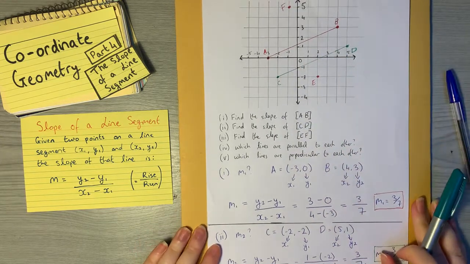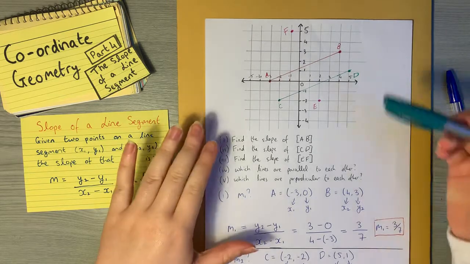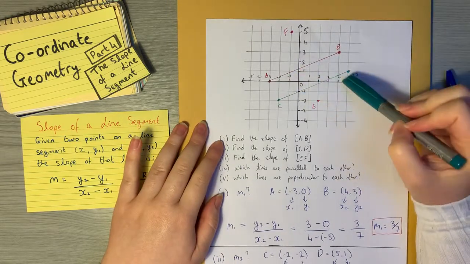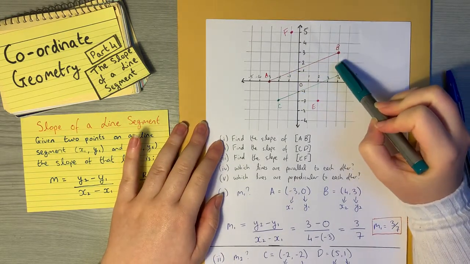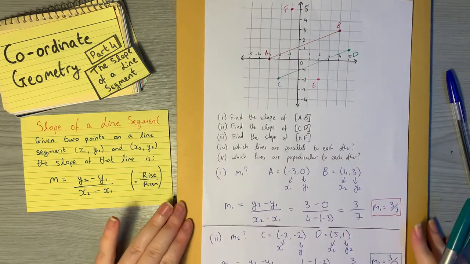Okay, and what you'll notice is that AB and CD have the same slope. Okay, and we'll come back to that later. Keep that in mind.